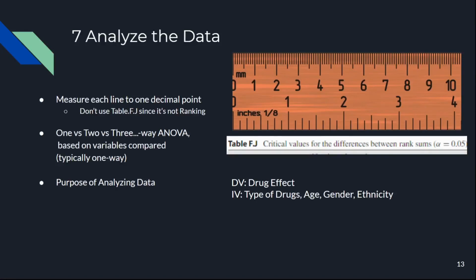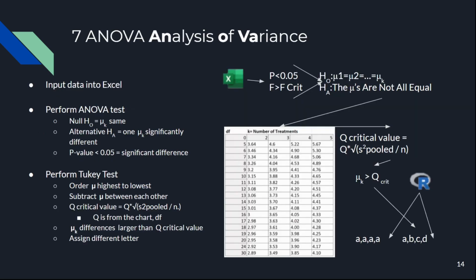So after sending out the surveys, we need to use a ruler to measure each mark to 1 decimal place. A reminder that we can't use table FJ from class because that's only for rank sum differences. With the measured data, we need to put it into an ANOVA table. One-way ANOVA tests are typically done, since we are only using one independent variable to affect our results. However, you can use other independent variables to see if they affect your results too. So, an analysis of variance test would be done by putting the data into an Excel sheet.